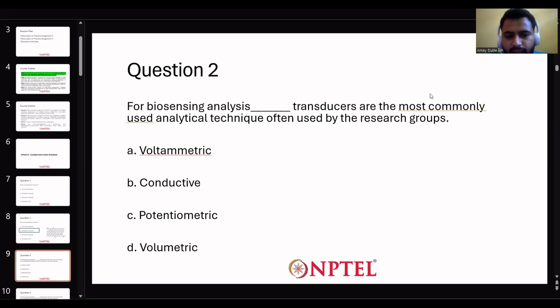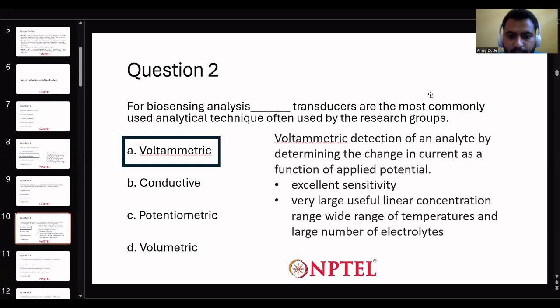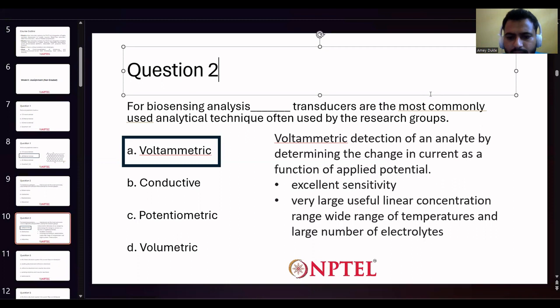From these three technologies, the majority of the sensors are made. So amongst these, our answer is voltammetric, the most commonly used detection technique. This is because it has excellent sensitivity and a very large useful linear concentration range. In terms of amperometry and potentiometry, the range is quite low. In case of potentiometry, the sensitivity is also not quite good. In case of amperometry, the range is quite limited. So voltammetry is the most commonly used technique.